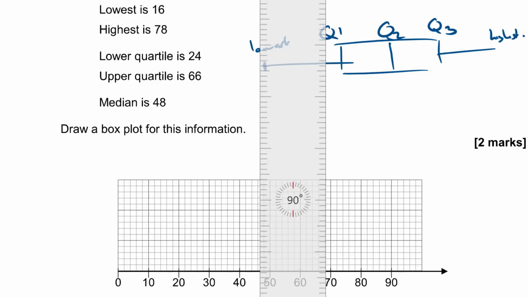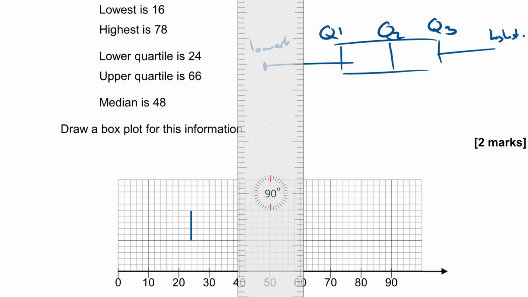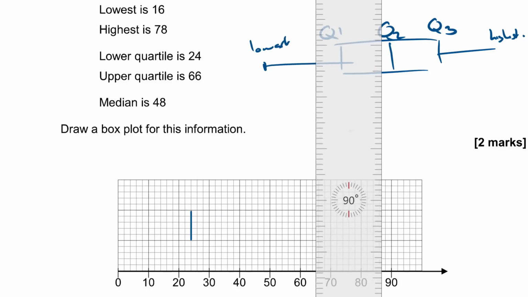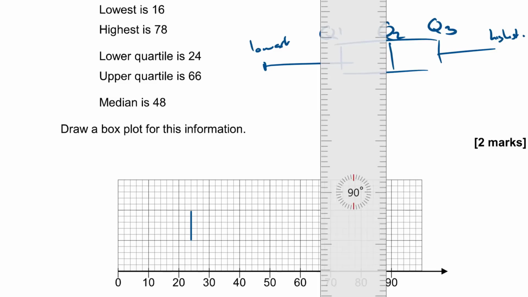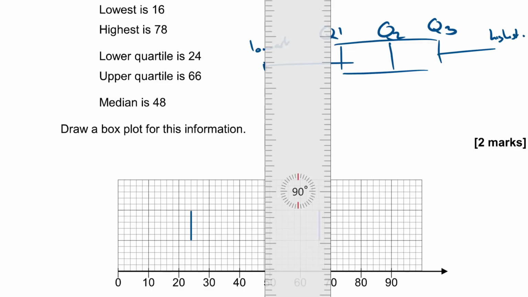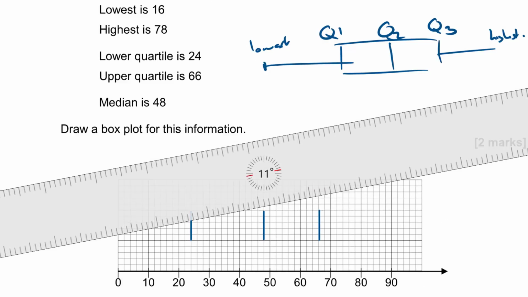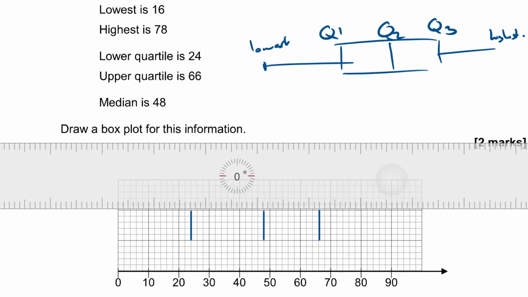So the first one, the lower quartile, is at 24. So let's mark that on the scale. Okay, and then my upper quartile is at 66, which is there. And my median is at 48. Should be there. Okay, so let's just turn the ruler around, complete our box. Oops.